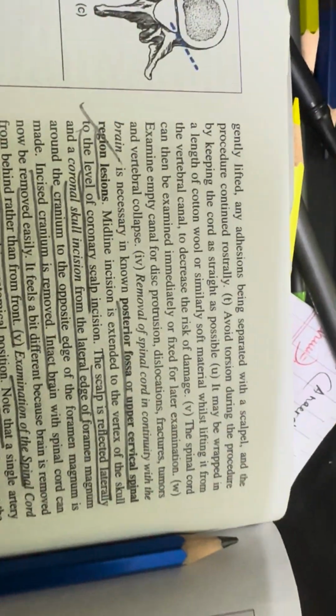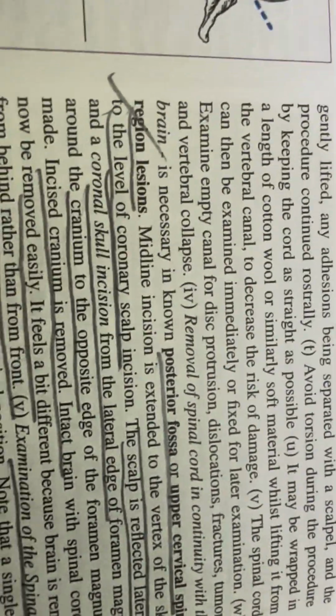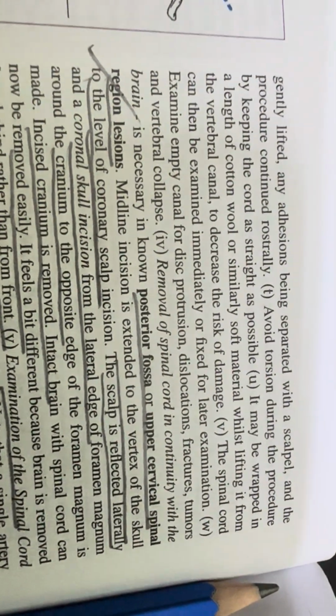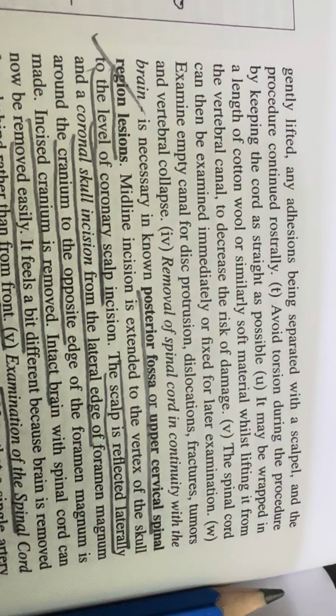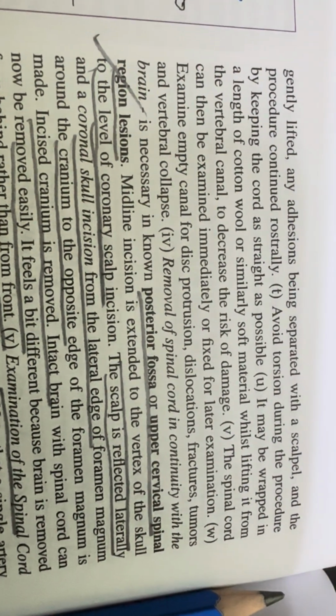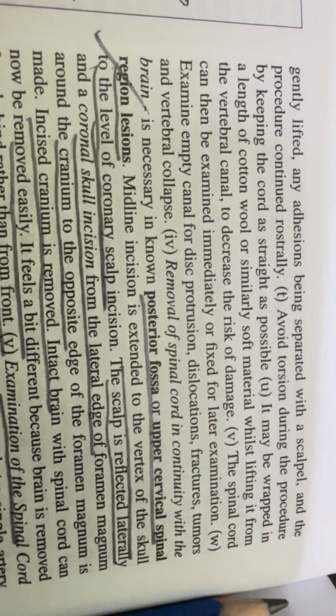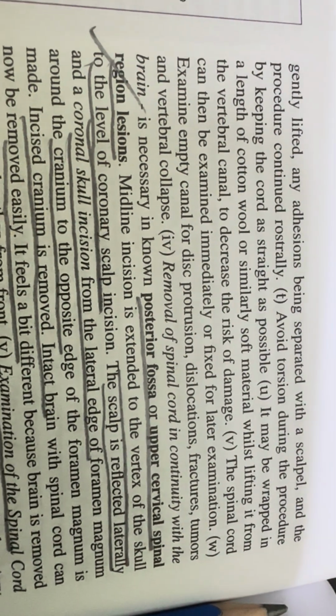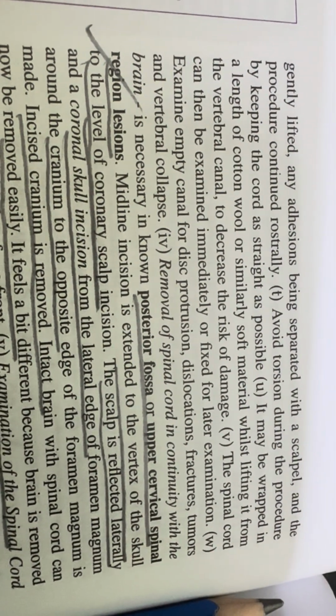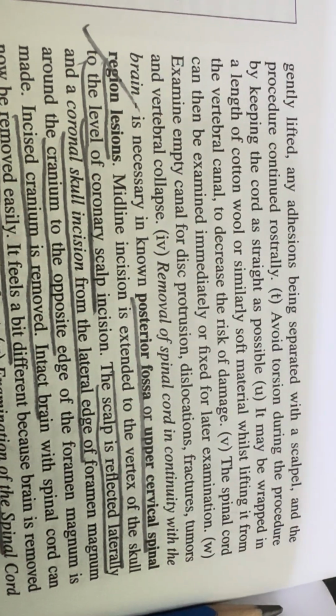The lumbar region should be gently gripped and the dura and nerve roots transected with a scalpel distal to the cauda equina. The caudal end of the cord can then be gently lifted and adhesions separated with the scalpel, and the procedure continued rostrally. Avoid torsion during the procedure by keeping the cord as straight as possible. It may be wrapped in a length of cotton wool or similarly soft material while lifting it from the vertebral column to decrease the risk of damage.